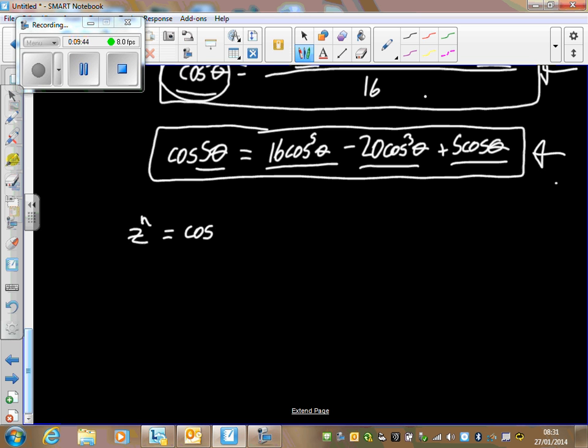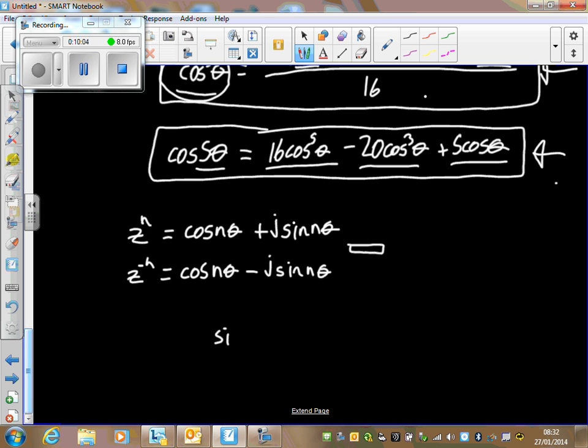Now, what I'd like you to do before the next lesson, remember that we had z to the n is equal to cos n theta plus j sine n theta, and z to the minus n is cos n theta minus j sine n theta. This time, what I want you to do before the lesson is to subtract those two, and I want you to get an expression for sine n theta, similar to what we had with cos. Now I'll give you a clue, j is involved.